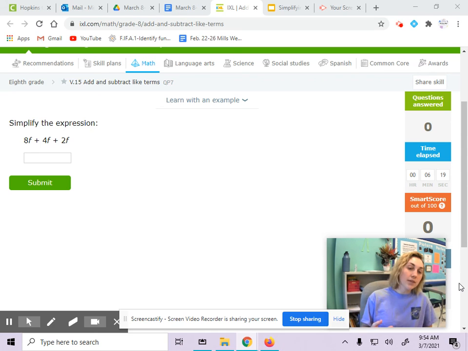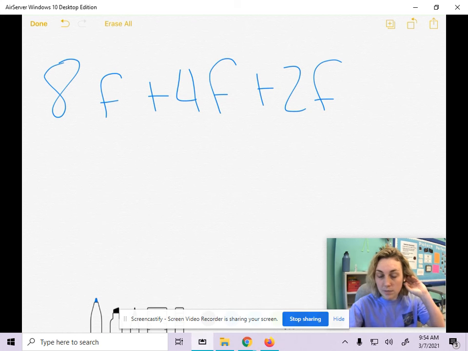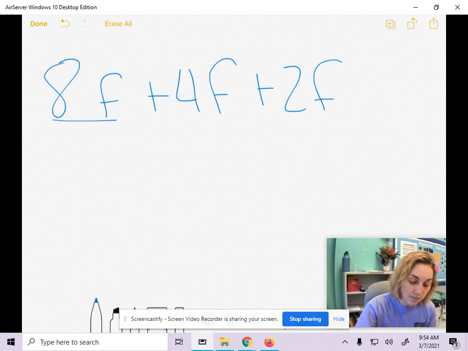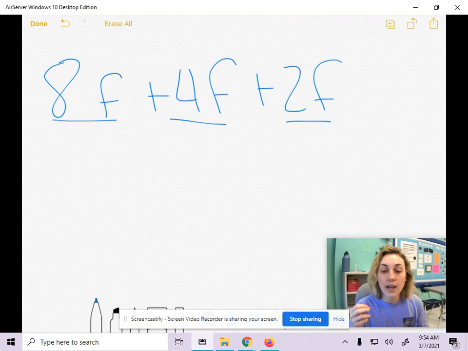All right, so here's our first expression. The first ones are pretty easy, and as you know, IXL gets a little bit more difficult as time goes on. But first, we'll start off with this one. We have 8F. We're going to add that by 4F, and then we're going to add that by 2F. This one's going to be pretty easy because all of the terms are like terms. They have the same variable. They all have that base of F.